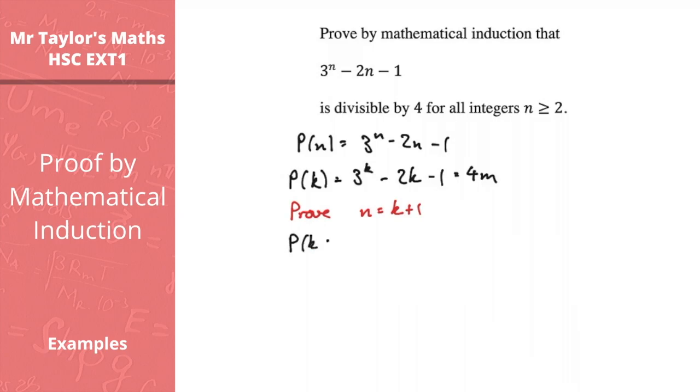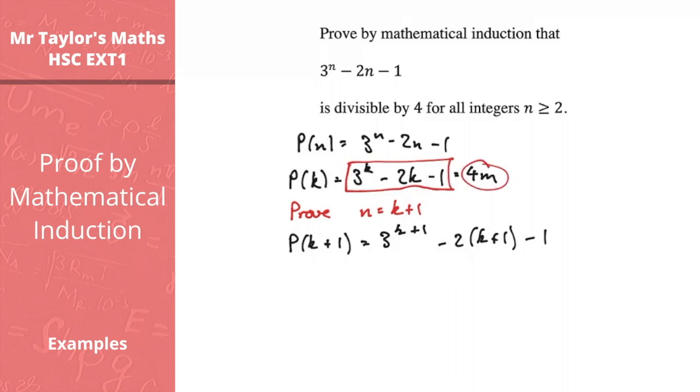So P of k plus 1 will be 3 to the k plus 1 minus 2 times k plus 1 minus 1. Now the trick with these ones is what we are looking for is this, and then I'm going to substitute my 4m. And I know that m is an integer. So 3 to the power of k plus 1 I can write as 3 times 3 to the k, minus 2k minus 2 minus 1.